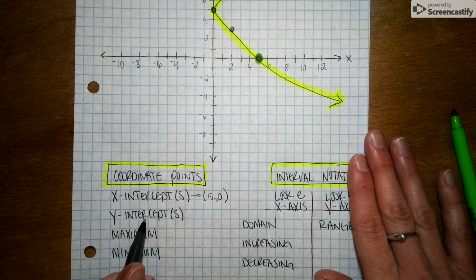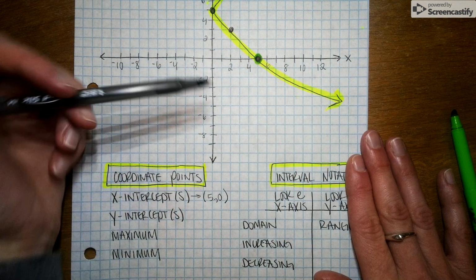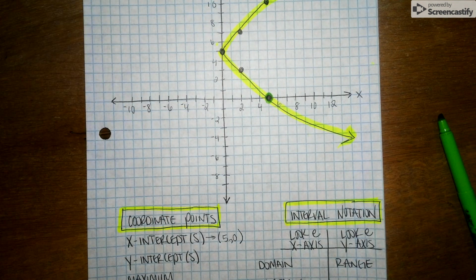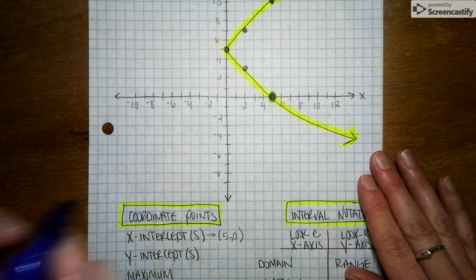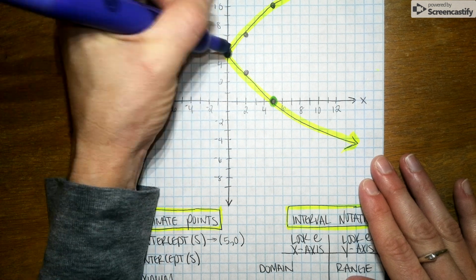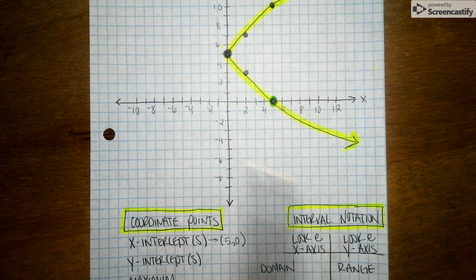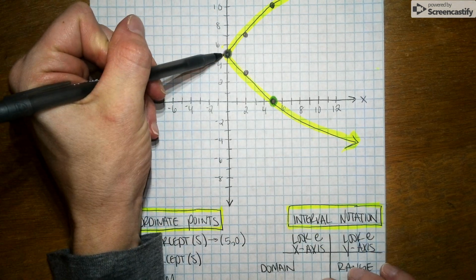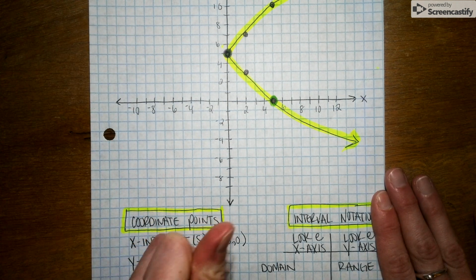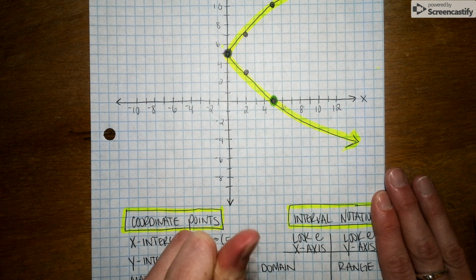For my y-intercept or y-intercepts, I need to look at my y-axis and see where my graph hits that. So I'm going to take my purple highlighter, and I can clearly see that my graph hits here on my y-axis. And again, that is when y is 5, and I see that x is 0. So for my y-intercept, I have 1 at 0, 5.